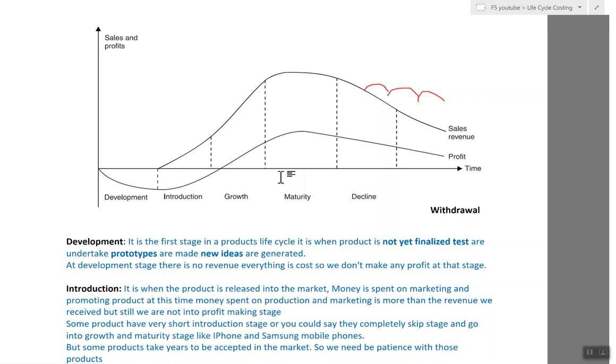And at maturity stage, the price elasticity of demand is going to be less than one, which means that we have to change our price by a high margin in order to increase demand. To decrease price, remember, demand increases. If you increase price, demand decreases.